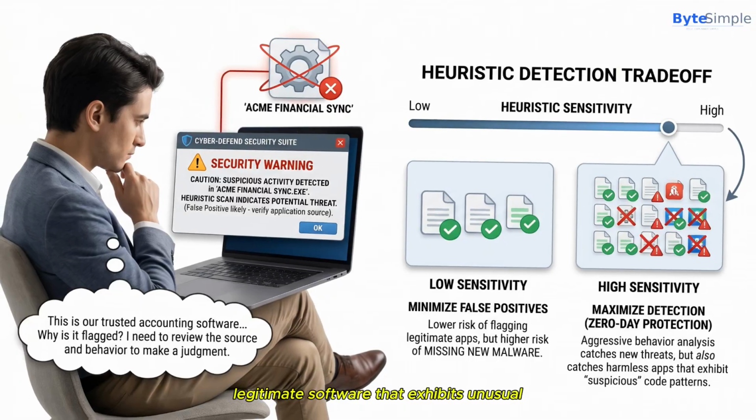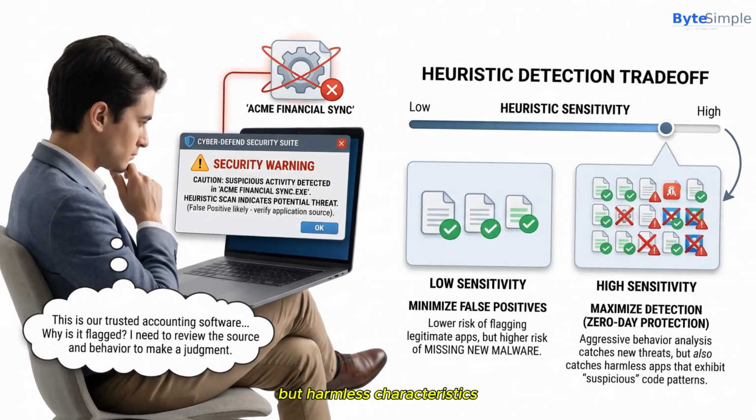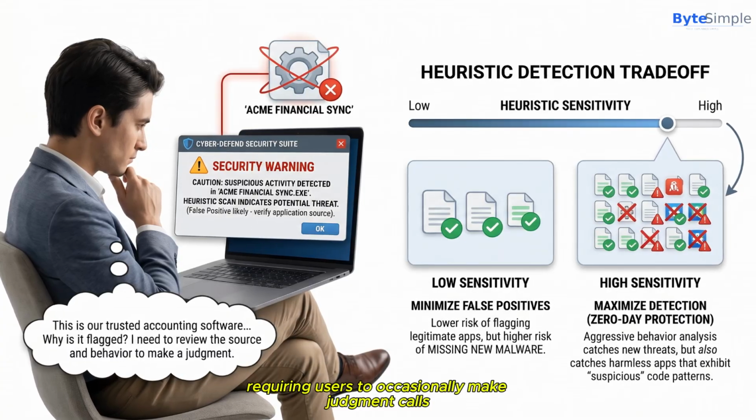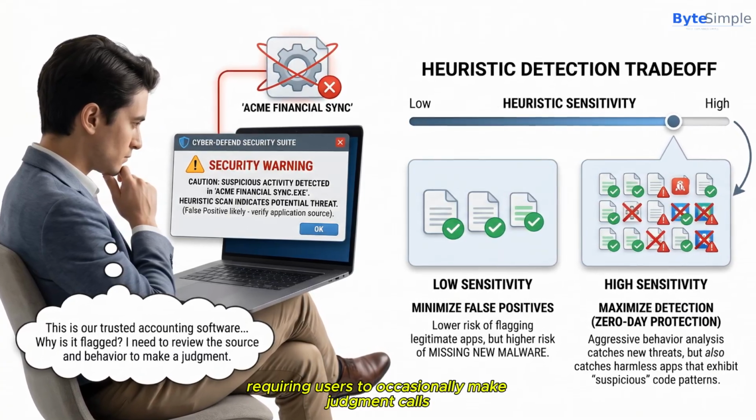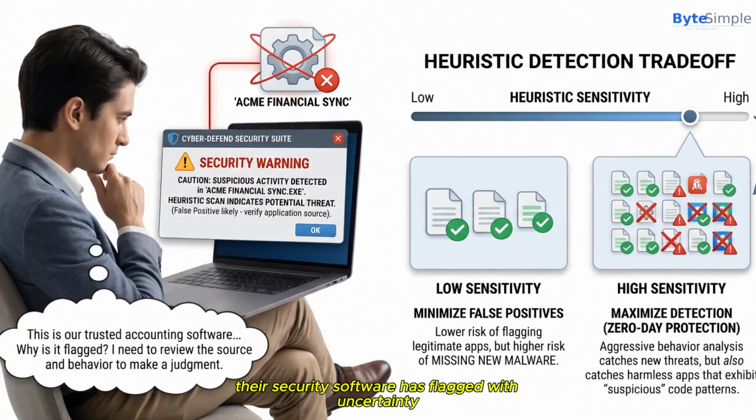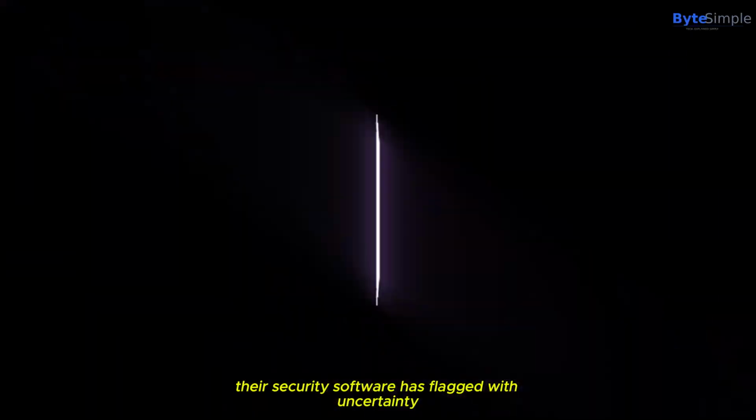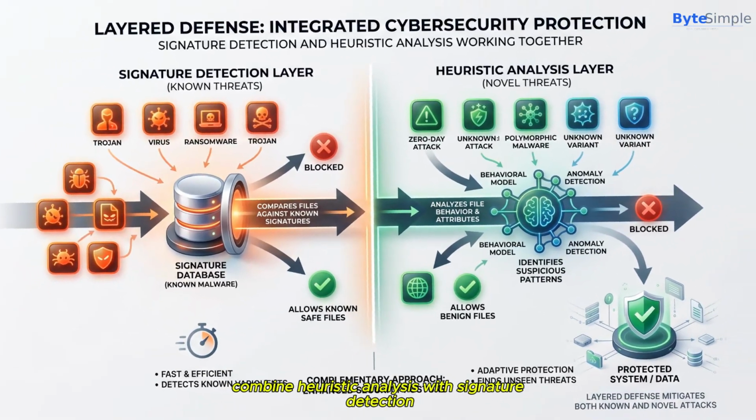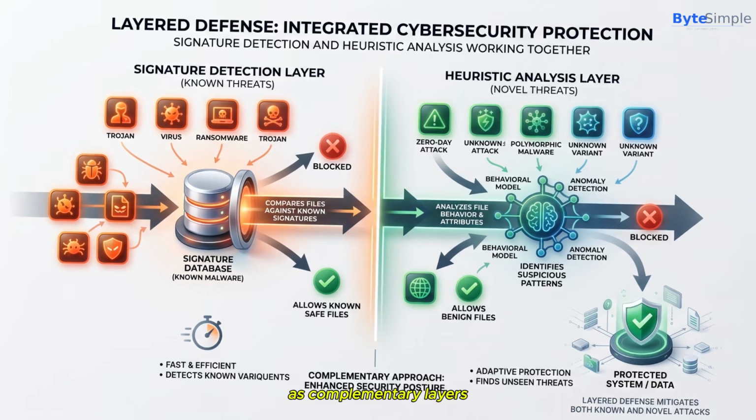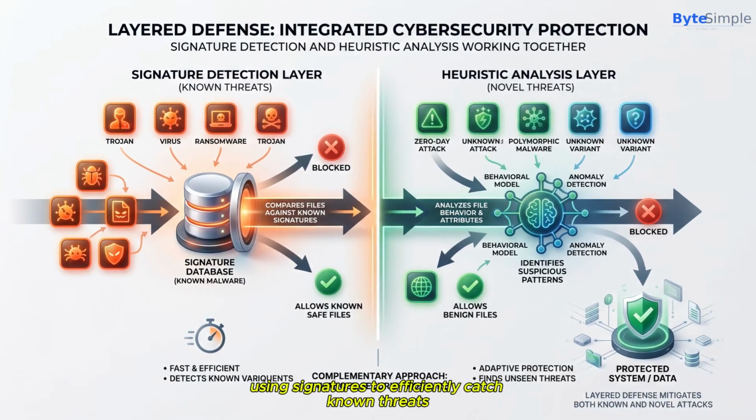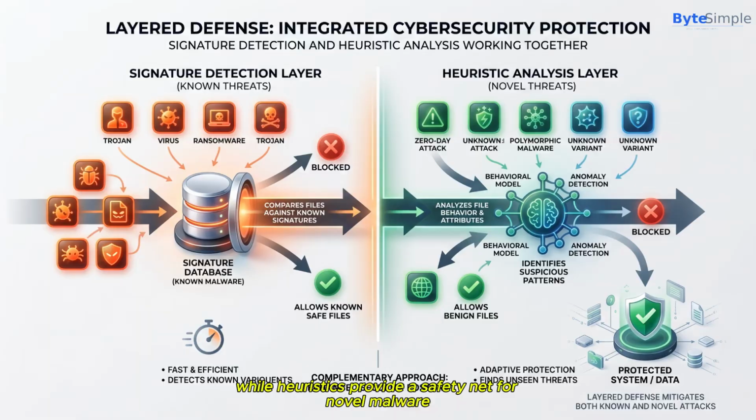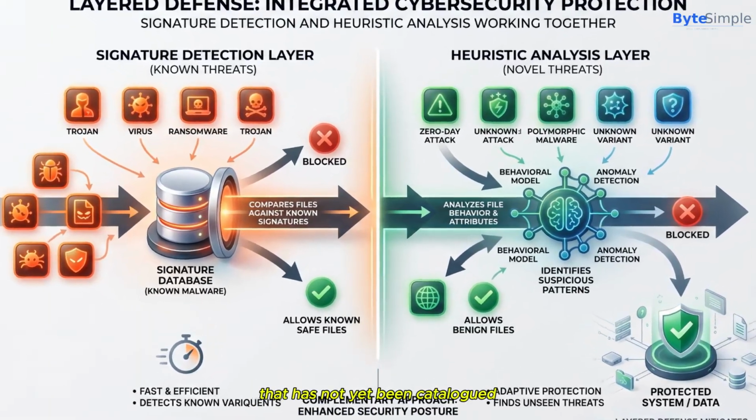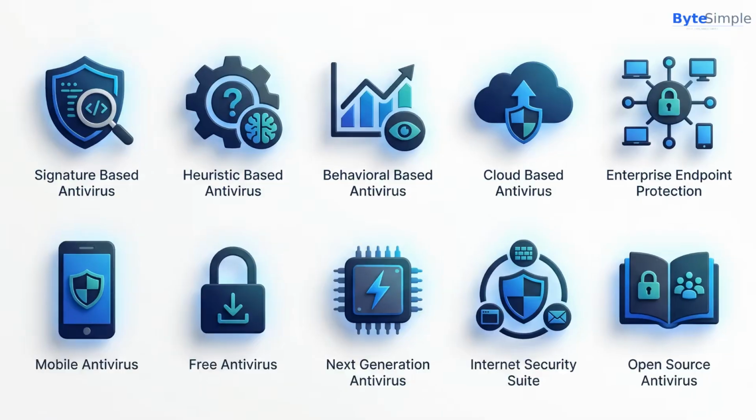Legitimate software that exhibits unusual but harmless characteristics can sometimes be incorrectly flagged as malicious, requiring users to occasionally make judgment calls about files their security software has flagged with uncertainty. Modern antivirus products combine heuristic analysis with signature detection as complementary layers, using signatures to efficiently catch known threats, while heuristics provide a safety net for novel malware that has not yet been cataloged in any signature database.